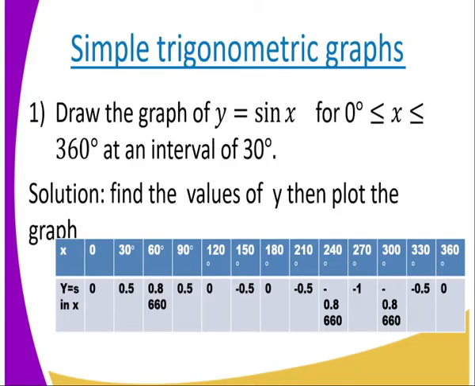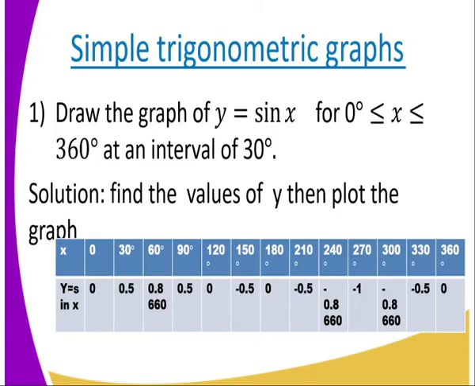We have the first example. Draw the graph of y is equal to sine theta for the values of 0 degrees less or equal to x, which is between 360. So it is between 0 to 360. Solution. You are supposed to first of all get the values of x. Remember the interval is 30, so it's supposed to be 0, 30 degrees, 60, 90, 120, 150, 180, 210, 240, 270, 300, 330, and 360.